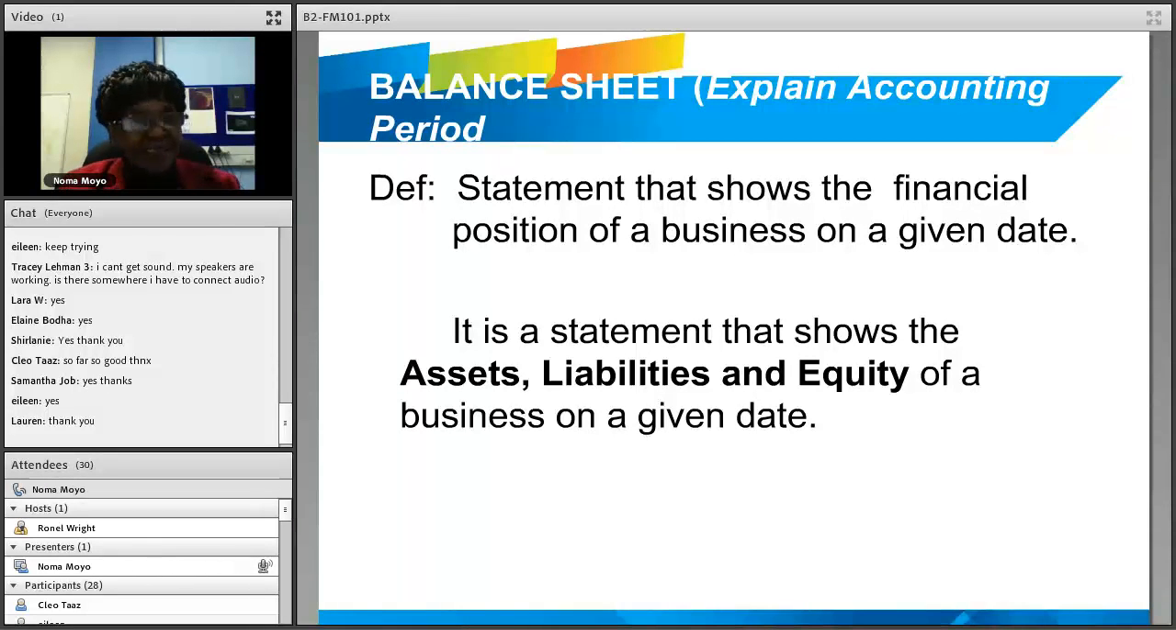Now, a balance sheet. What is a balance sheet? A balance sheet is what we refer to as a statement of financial position. It is a statement that shows the assets, liabilities, and equity of a business on a given date. It will have the name of the business, the name of the statement, and the date. You find those in a balance sheet.